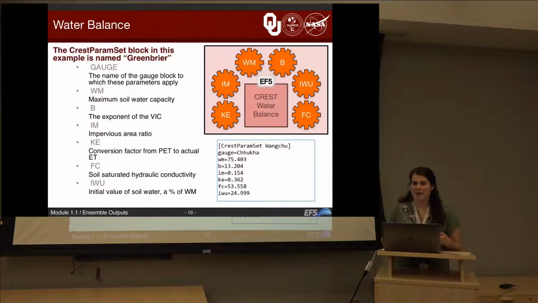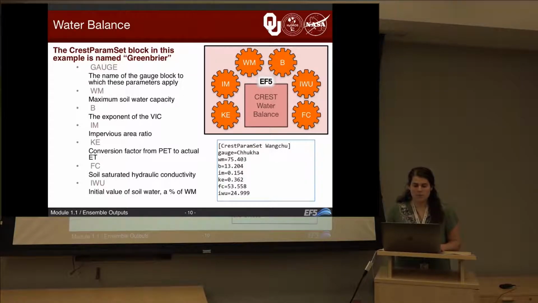So we're going to talk about each water balance model in this presentation. The CREST param set block in this example is named Greenbrier. If you remember from the foundation training, we have the water balance, and then we have the gears that go around it. As you calibrate these, they can change how your model reacts. We also have the control file at the bottom right-hand side, which you can enter values for.